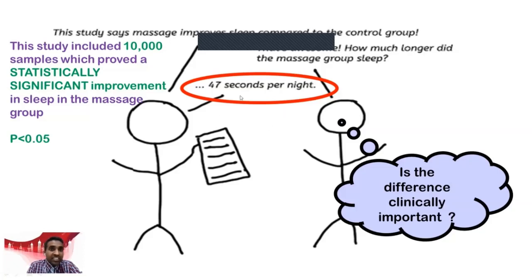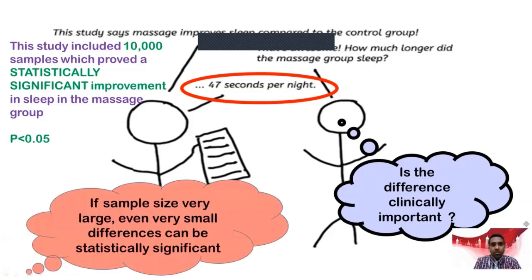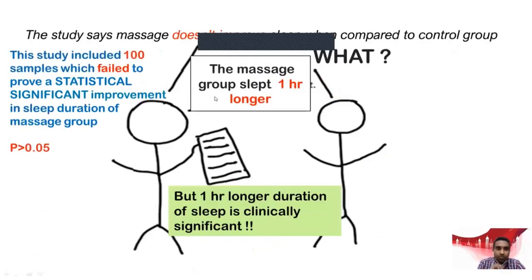Do you think it is clinically relevant or important? You have a statistical significance here, but it is not clinically very meaningful. So what we have to understand from this is, if you take a large or very large sample size, even a small effect size can be proved to be statistically significant. Let me give you another example.